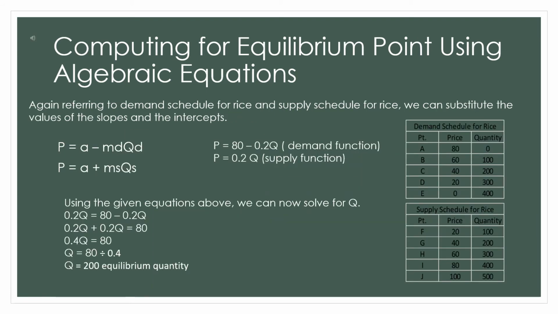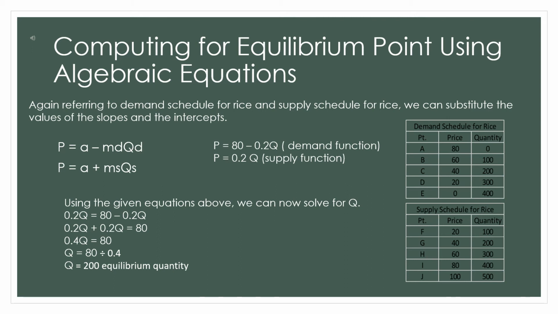Okay, now let's use this demand and supply function to solve for the equilibrium point. Using the supply function and demand function, for the demand function we have P equals A minus MD QD, and for the supply function we have P equals A plus MS QS. Earlier we computed for the slope, and take note that what we are going to use for the slope is the absolute value or the positive value of the slope, which is 0.2.